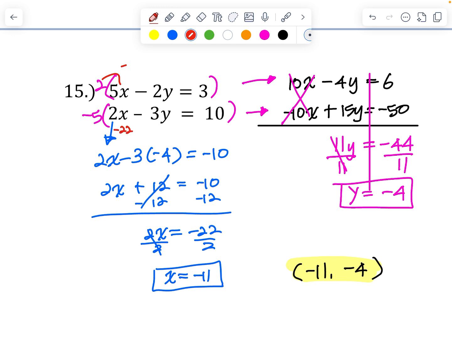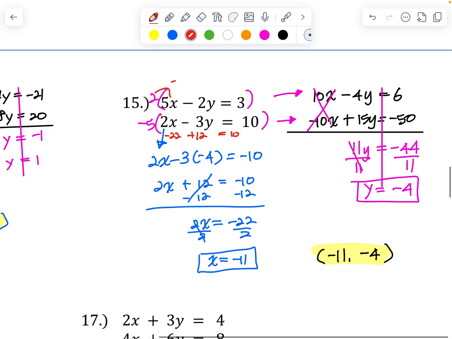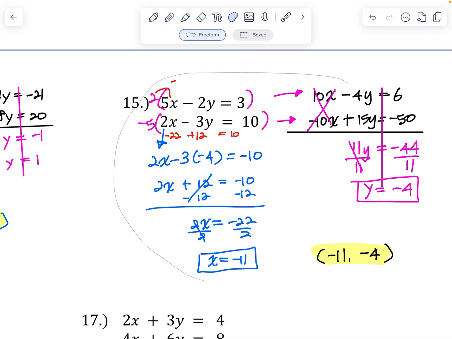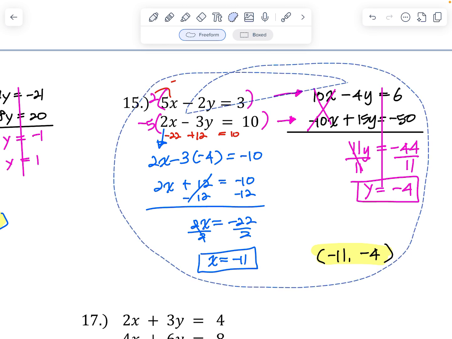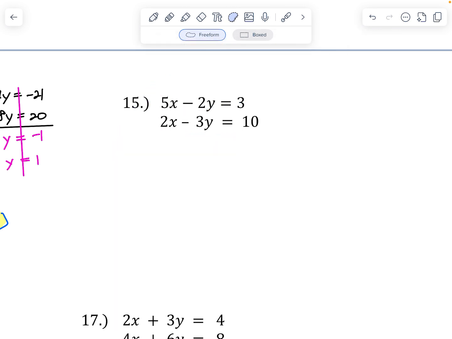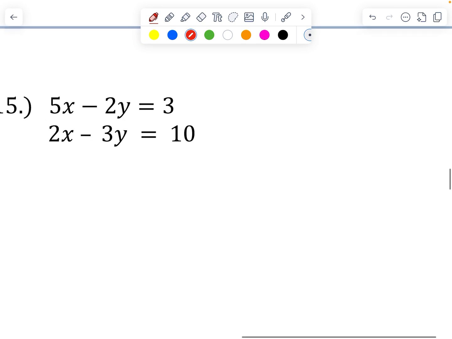-22, that becomes positive 12. That does equal 10. Ooh, no, that becomes -10, right? -22 plus 12. So I need... Okay, I'm gonna redo this. Sometimes if you can't figure out your mistake, you can just redo the whole thing, and hopefully we can figure it out. So do the happy check, and if you can't figure out your mistake, redo it.